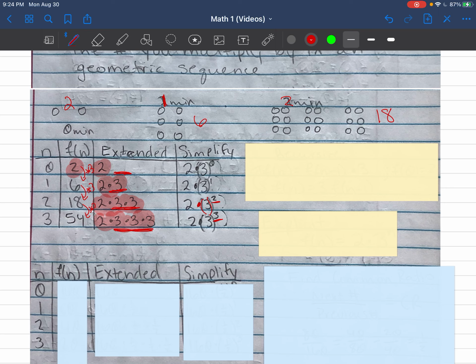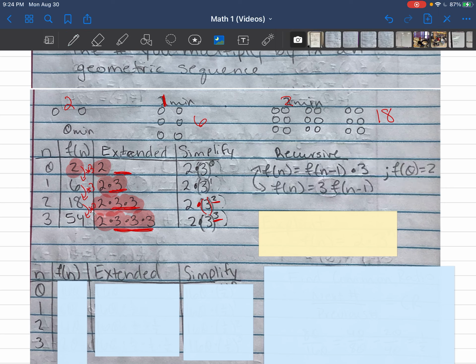Now we're going to write the recursive for this guy. So again, a recursive always starts with f of n equals f of n minus 1. Our common ratio this time is times 3. And then we have to write the start of our table, which is f of 0 equals 2. Miss Rawolf, where did you get the 0 and the 2? I got it from the start of my table right here, 0 and 2.